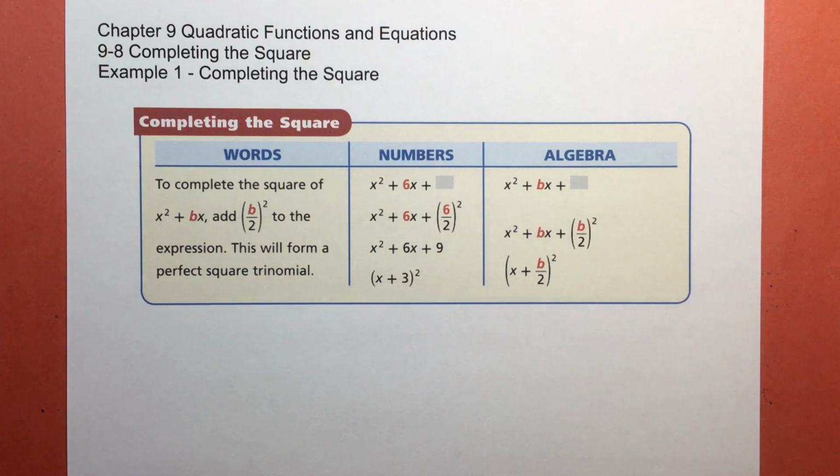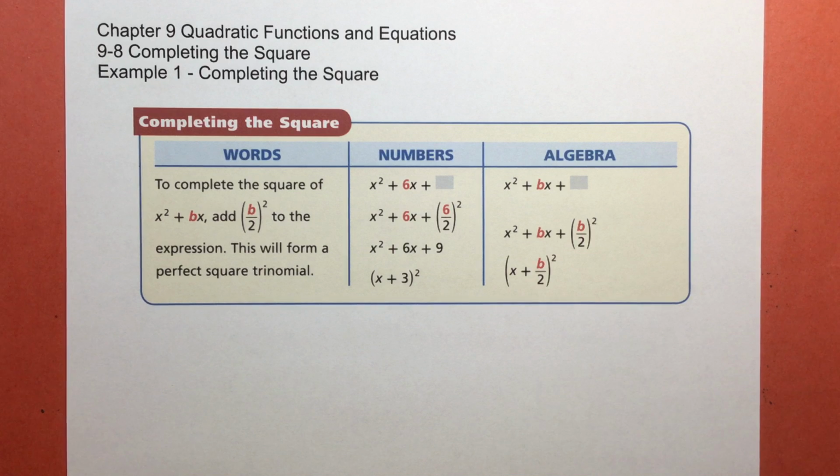called completing the square. In the previous section, we used square roots to solve quadratic equations. So if we had x to the second power equals 49, we take the square root, and the square root of 49 would be positive 7 and negative 7. That's all stuff that we learned in section 9.7.